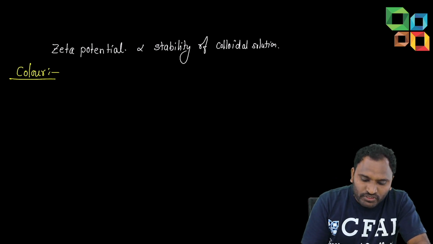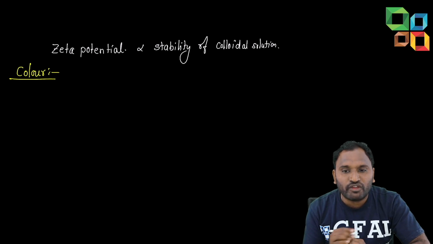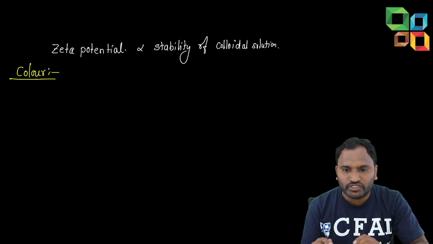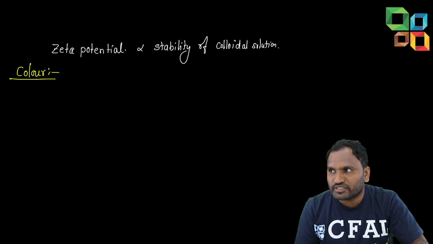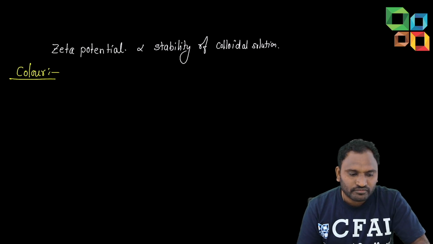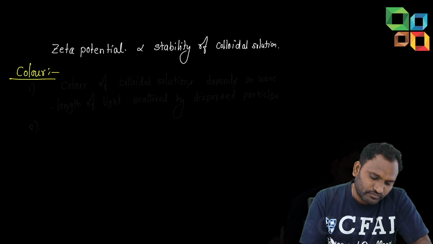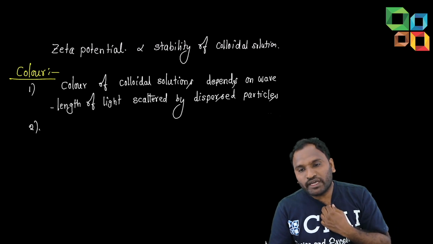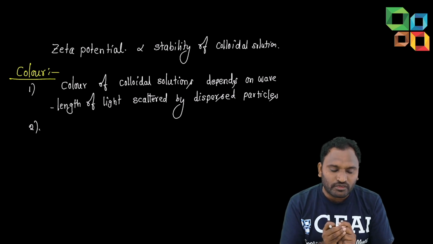So the color of the solution depends on the wavelength of the light scattered. What is the first factor, students? The color of a colloidal solution depends on the wavelength of light scattered by dispersed particles. Right. Second, it also depends on the size of the colloidal particles.